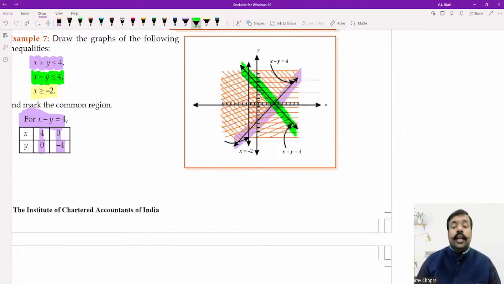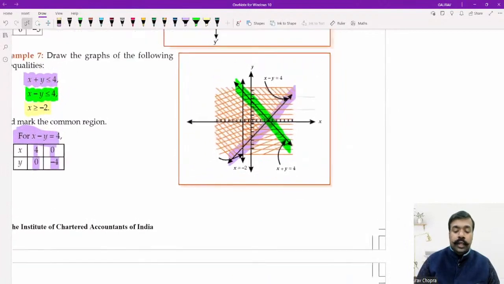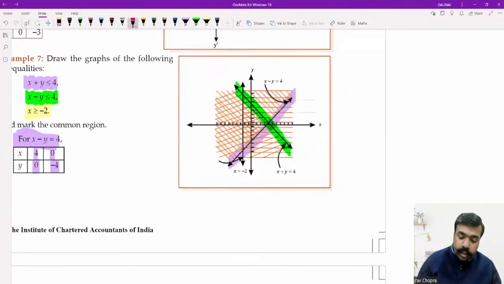All right. And now the third one. The third one is x greater than or equal to minus 2. So minus 2 is on the negative side. So this is the line. This red one is minus 2. And since it is greater than, we have to see the forward area, that means towards the origin. Now we have to see what is the common region.